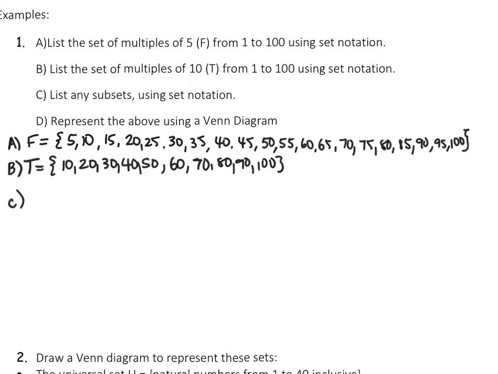C says to list any subsets. So as you can see, the numbers here, 10, 20, 30, 40, 50, 60, 70, 80, 90, 100, are all in the multiples of 5. So then I can say that T is a subset of F. The multiples of 10 are a subset of the multiples of 5. We also could talk about, because if the universal set is all of those numbers from 1 to 100, we could say that T is a subset of the universal set, and F is also a subset of the universal set. Okay.